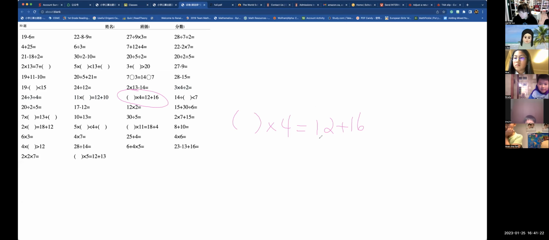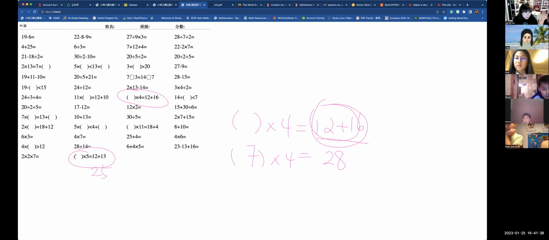12 plus 16 equals 28. And I know that 7 times 4 equals 28. Very good. So we're always starting with one side. Okay, Ava? Always start with one side, then work on the other side. Okay, so that's how these questions work.